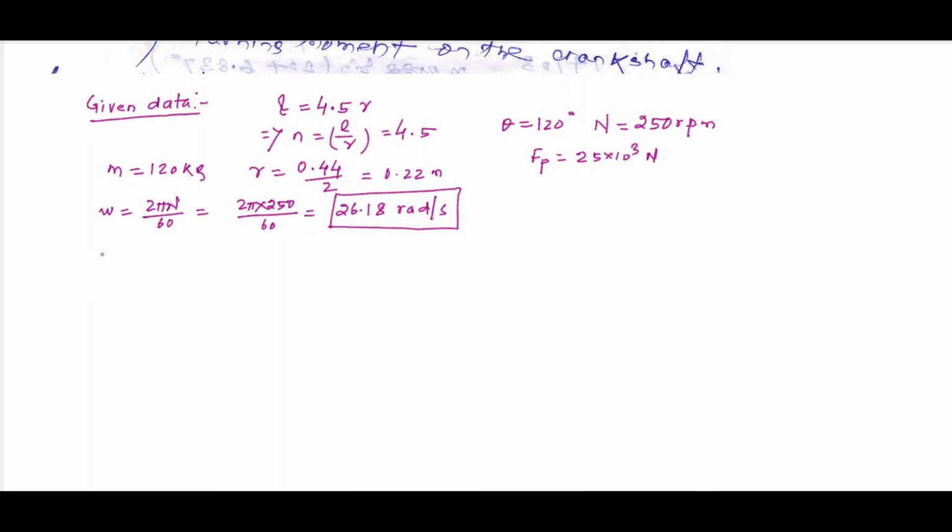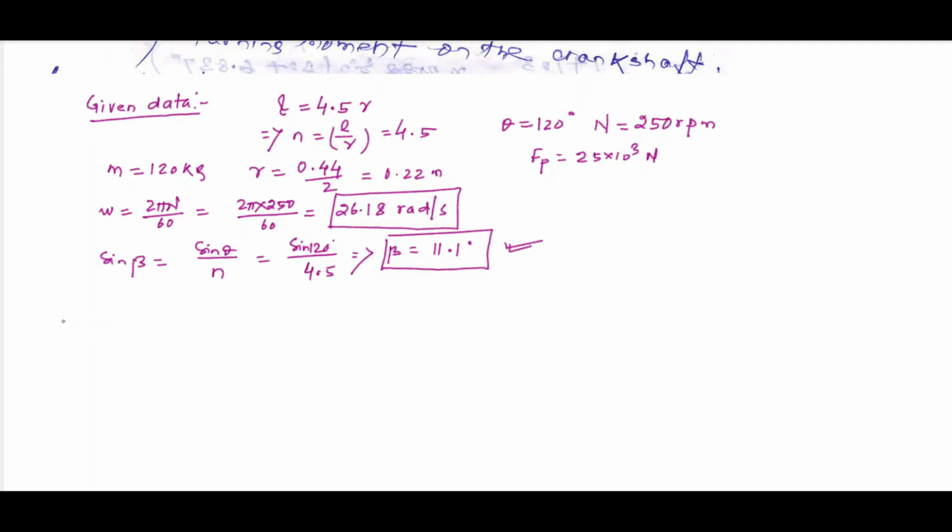So we will use this relation that sin beta is equal to sin theta by n. This we have already derived. So we have sin 120 degree divided by n value, we got 4.5. So beta will be 11.1 degree. If you calculate, you will get beta as 11.1 degree.